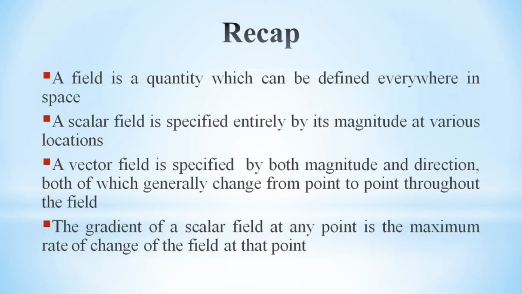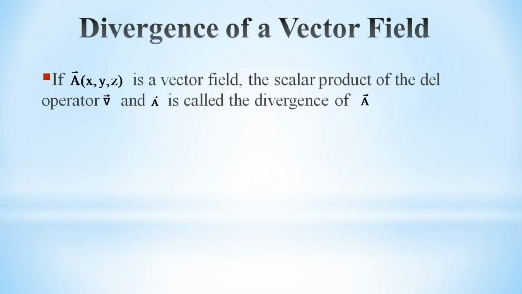The gradient of a scalar field at any point is the maximum rate of change of the field at that point. Now let us begin with the divergence of a vector field. If A of xyz is a vector field, the scalar product of the del operator and vector A is called the divergence of A.